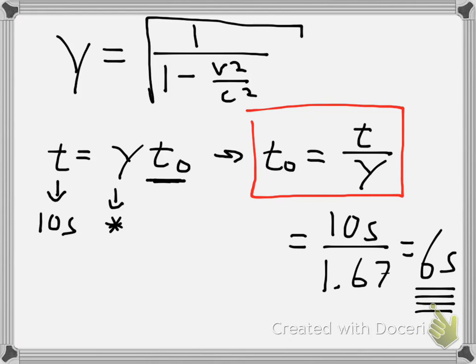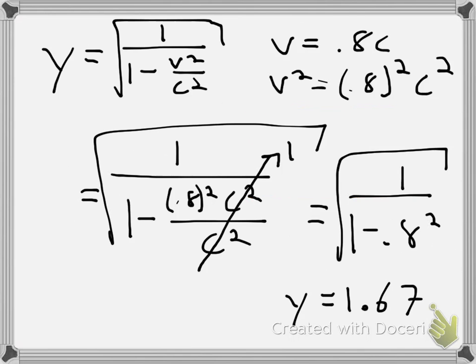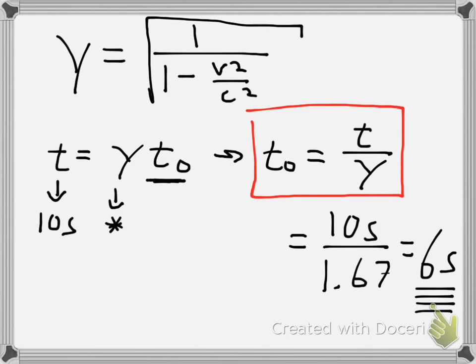And then I took a slight detour, which you don't have to. You can do all this in one step. But I took a slight detour here and calculated gamma. And I did that to show you this nifty little trick where the c squareds cancel. As long as your velocity is expressed in terms of c, that will always happen, and you just get a pure number for gamma. And then after I did that, I went back to my equation where I had solved for my unknown. I plugged in my numbers, and what I got was 6 seconds.